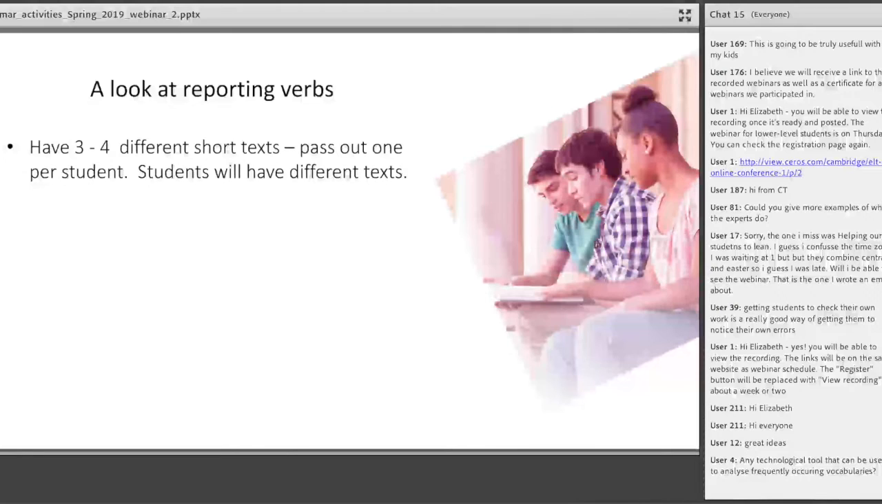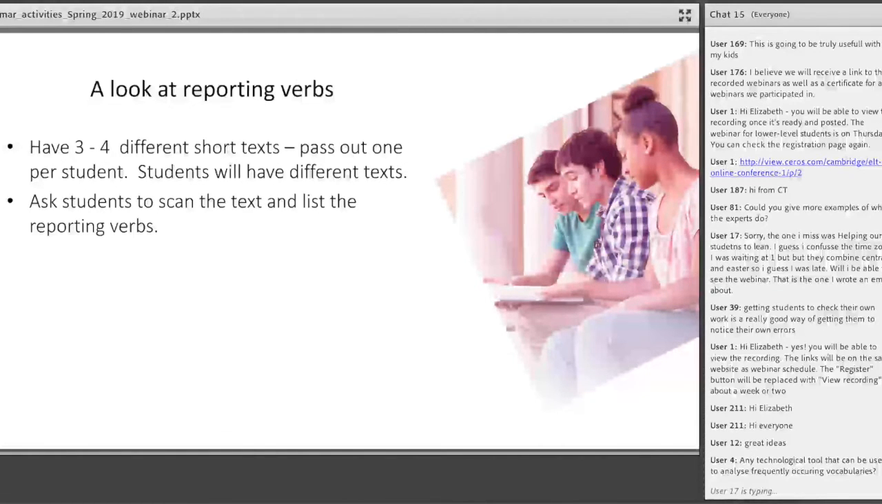So taking 3 or 4 different short texts, you as the teacher would know how long the texts that your students would be able to read and do this activity with. So you take 3 or 4 different texts or passages. These could be from a reading textbook. It might be from your grammar textbook if it has an introductory text at the beginning of the unit. So the students are all going to have different texts. Let's say you have a class of 12, there'll be 3 students with the same text, three groups with the same text.